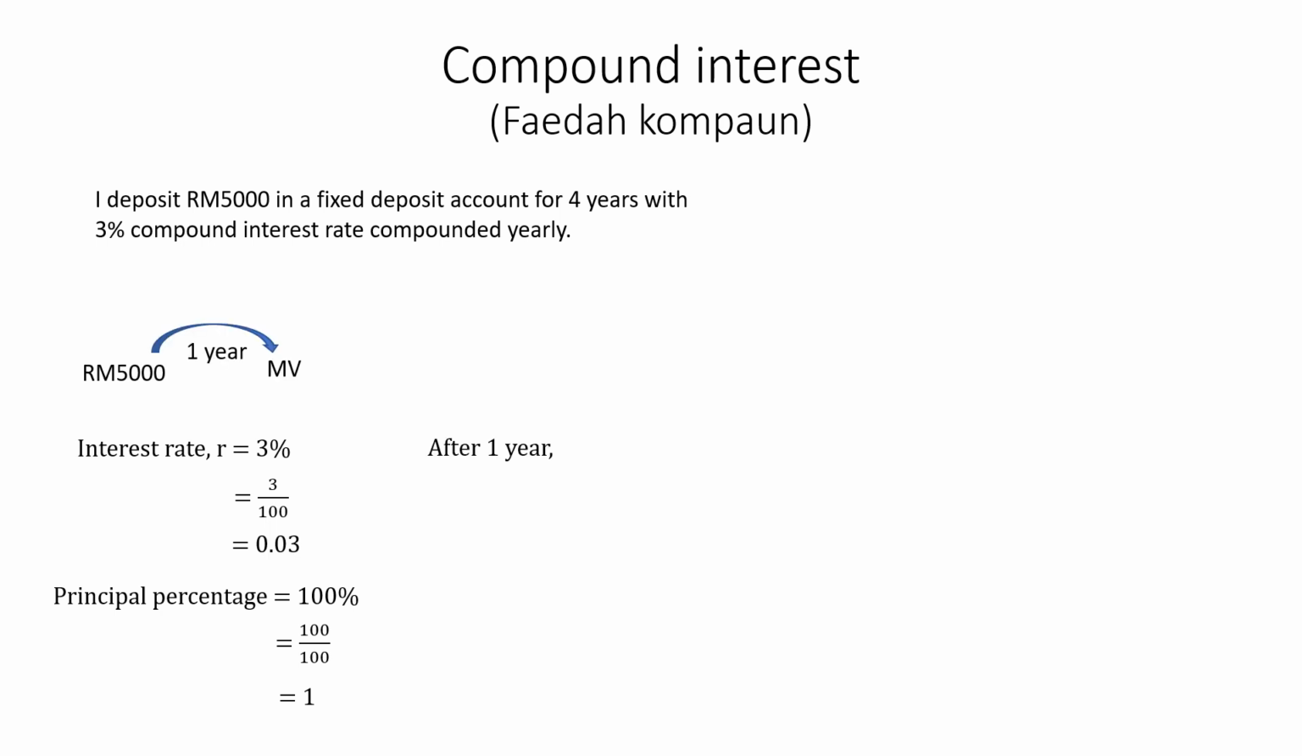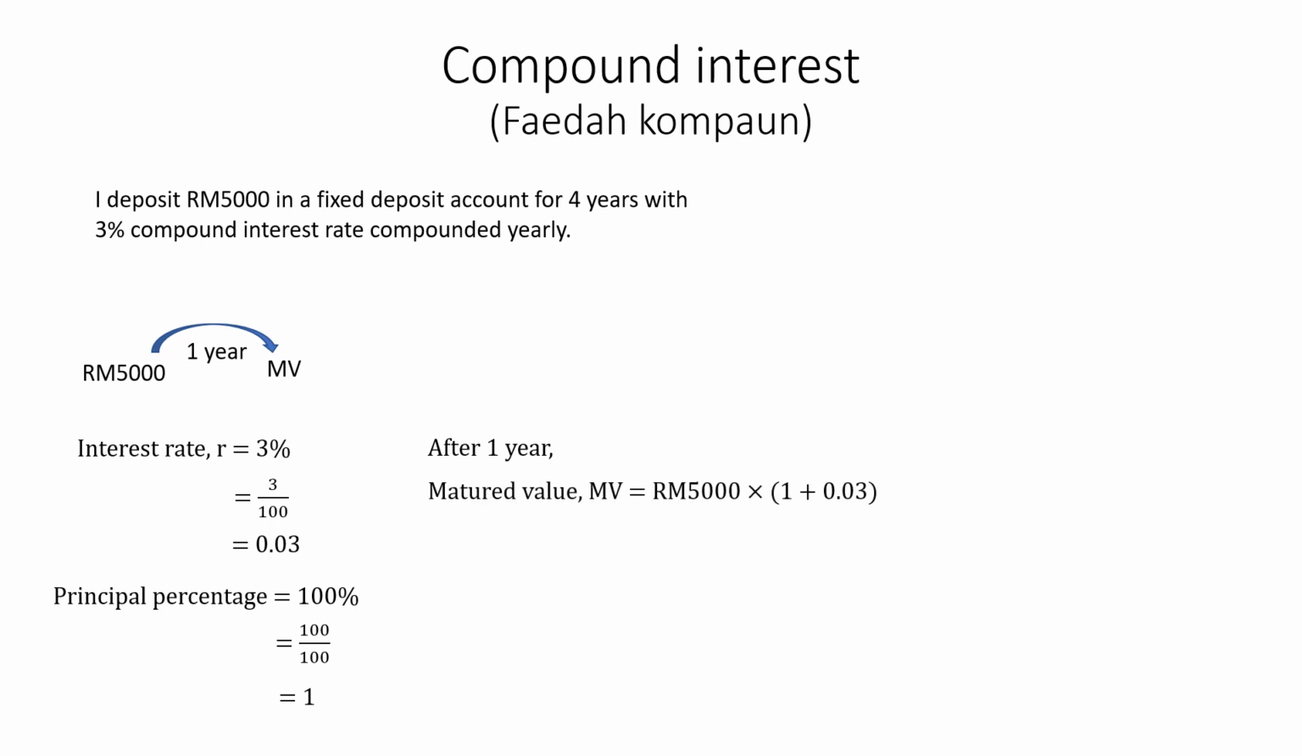So after a year, I need to calculate the matured value. Matured value means the principal amount added with the interest earned, meaning that after a year, I need to get out all my money. That means all my money is the principal amount that I save in the bank plus the interest that I get. That is called matured value.